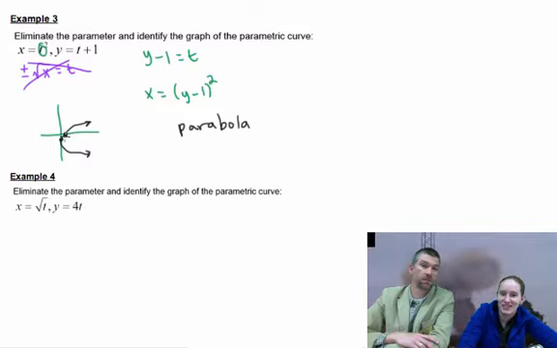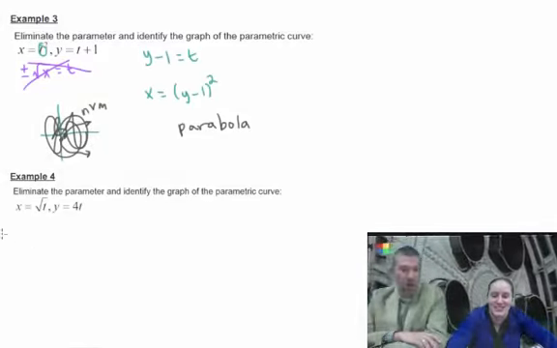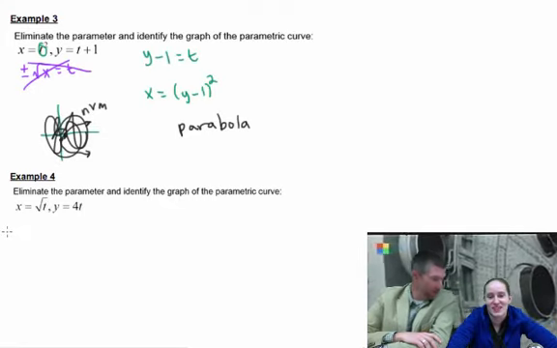Right here? Yeah. But is that the vertex? I believe so, yes. Oh, so that's what I was going to go with. All right, eliminating parameter A again.